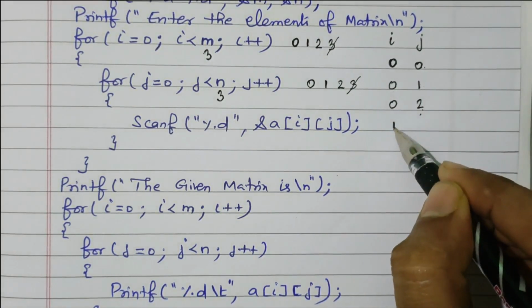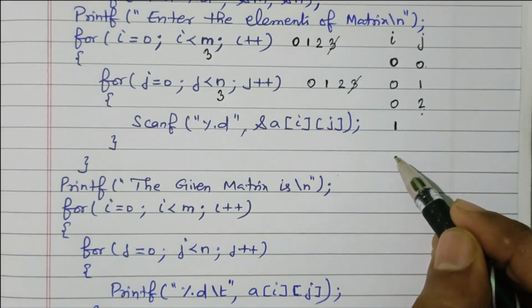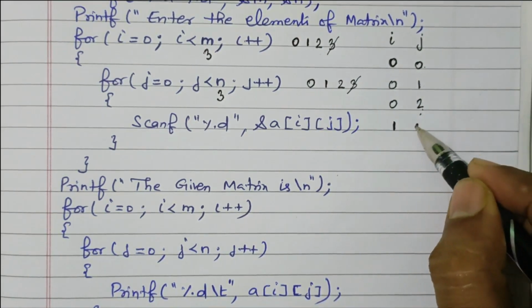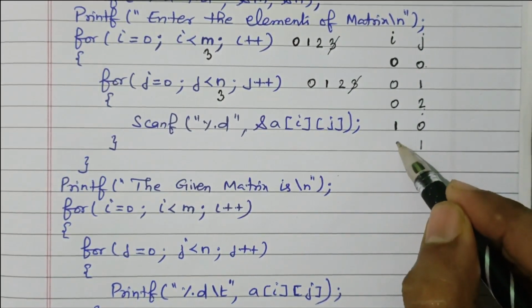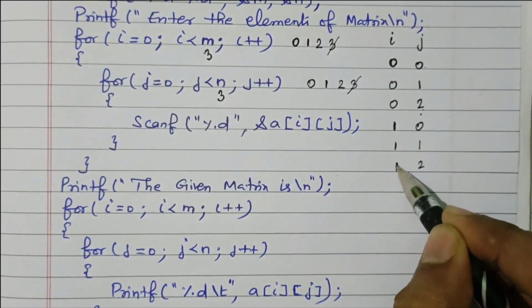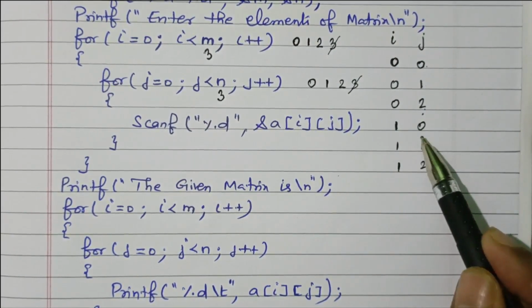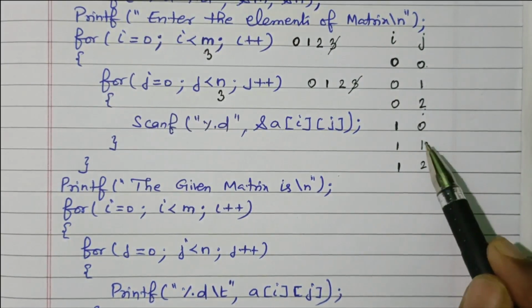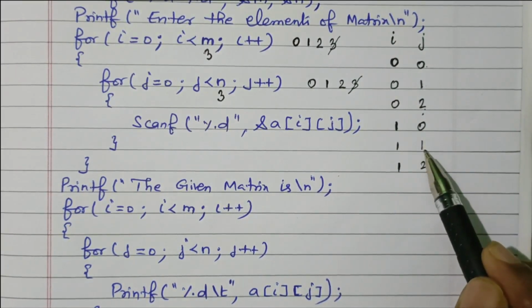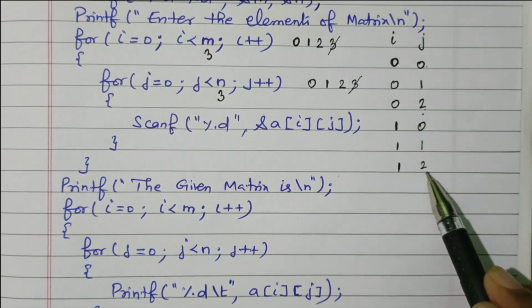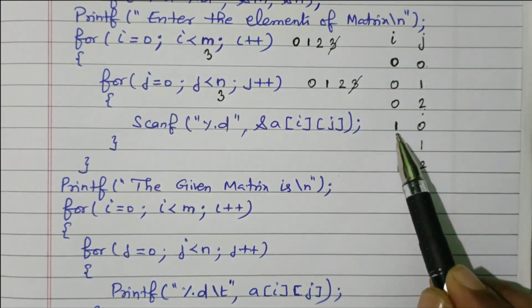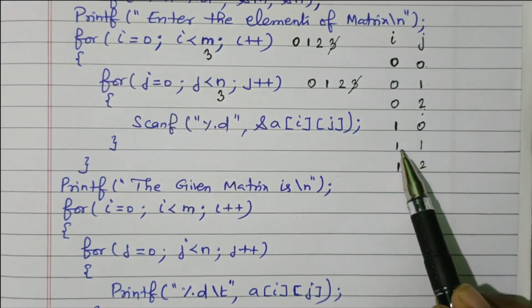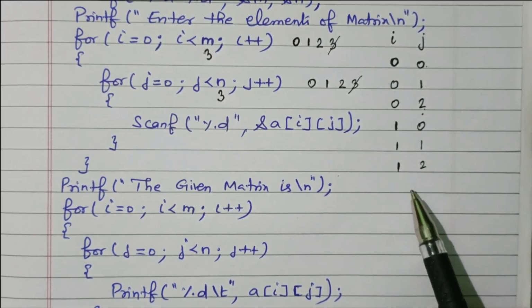In the outer loop, I is incremented to 1. It will go to the inner loop. Inner loop again executes 0, 1, 2. 3 means terminated. So in these cases I equal to 1 only. So 1, 0, 1, 1, 1, 2, right? The fourth element is stored in 1, 0, fifth element in 1, 1, sixth element in 1, 2. This 1 indicates the second row. Second row first column, second row second column, second row third column, right?